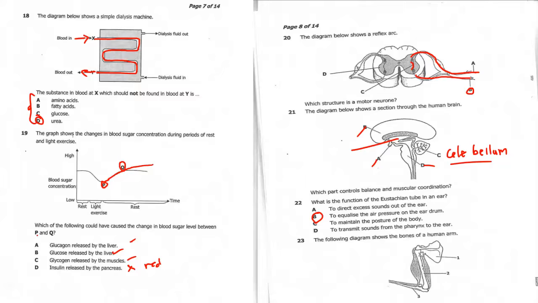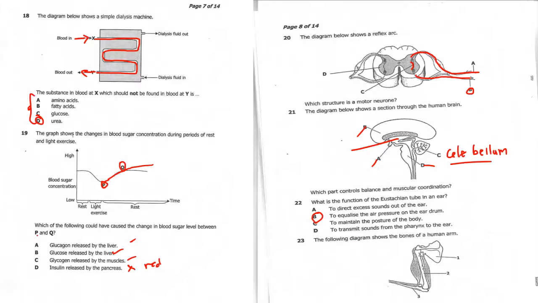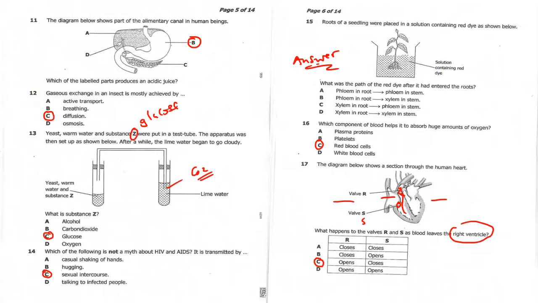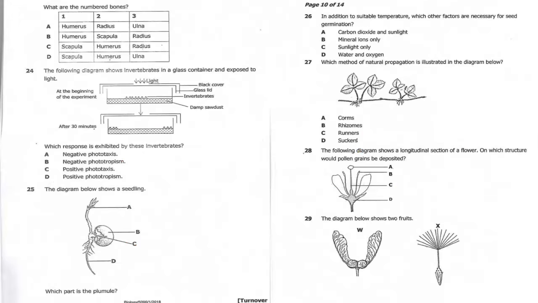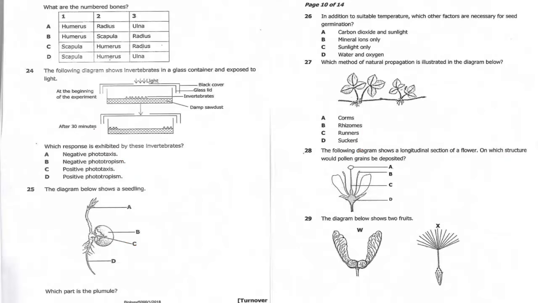The diagram below shows the bones of the human arm. What are the numbered parts? So this is the scapula. This is the humerus. Look at the answers. For 1, we have the scapula, then humerus. So the one that starts with scapula, humerus. Now on this part we are stuck.